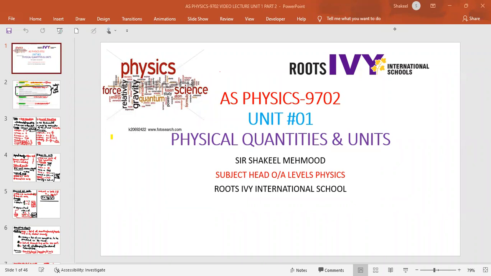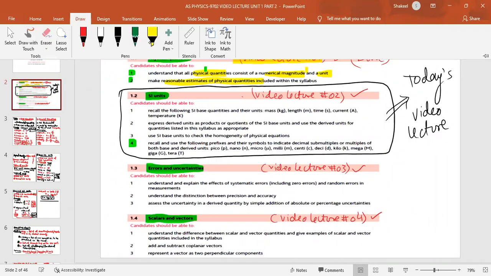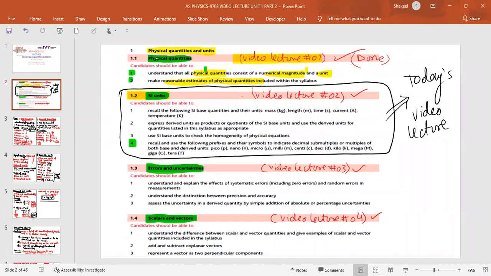This is Shakil, and today we are going to discuss some important topics from Unit 1 of AS Physics, that is Physical Quantities and Units. And the topic that we are going to discuss today is 1.2, which is units, SI units.